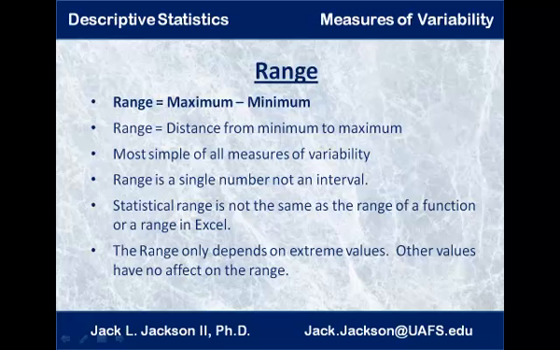The range is the easiest one. It's the maximum minus the minimum. It's the distance from the minimum value up to the maximum value. So it's a measure of how spread out your whole data set is from the bottom to the top. This is the most simple of all measures of variability, and because it's so easy to compute, it is often used. But in a way, it's not very sophisticated, because notice it does not take into account any of the data values in the middle. Only the ends, the minimum and the maximum, only those extreme values have anything to do with the range itself.